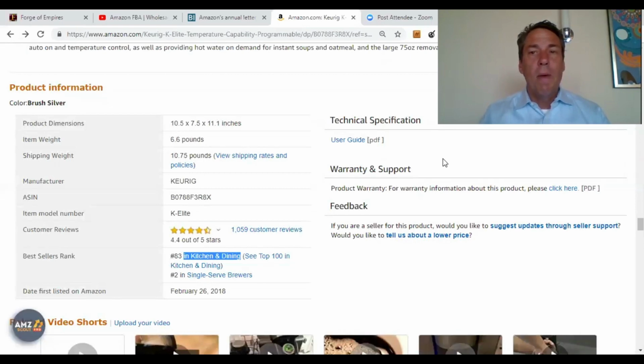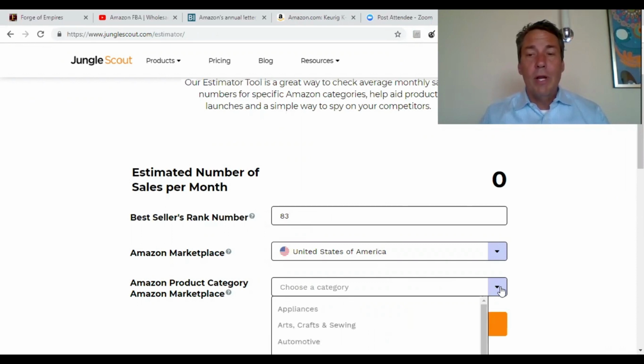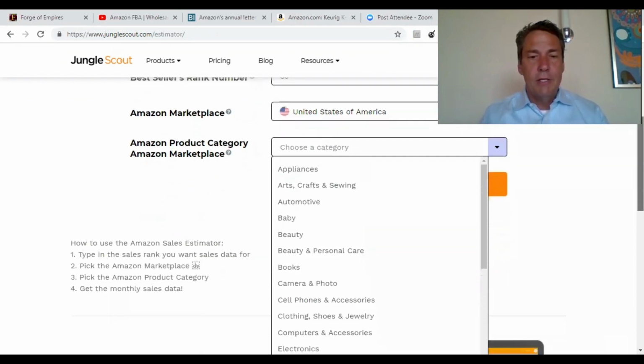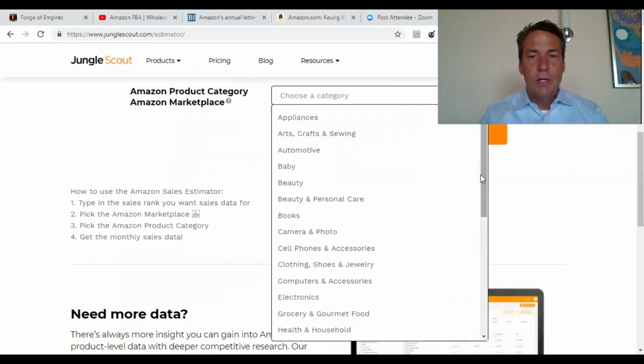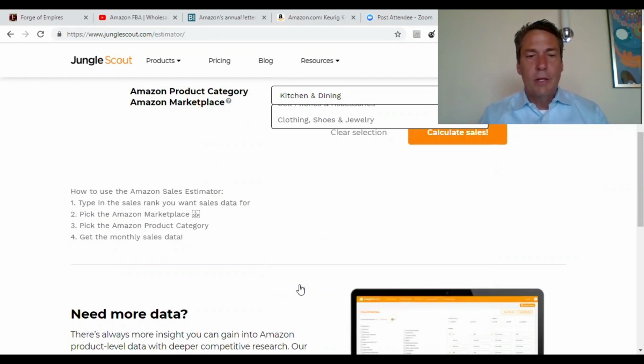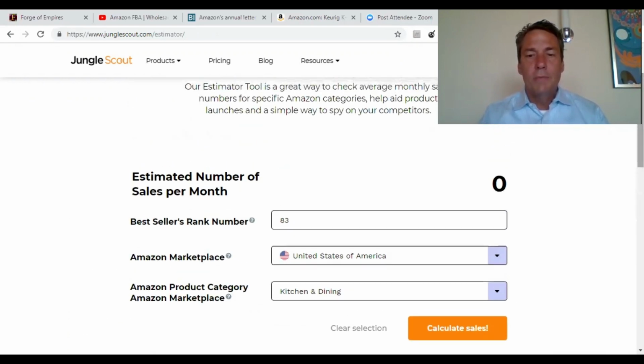So now we've got to go back over to Jungle Scout and we're going to put in a rank of 83, and then we're going to pick the category of kitchen and dining. Let's find it here. Kitchen and dining, come down. There it is right there. Click kitchen and dining. And then what we want to do is hit calculate sales.